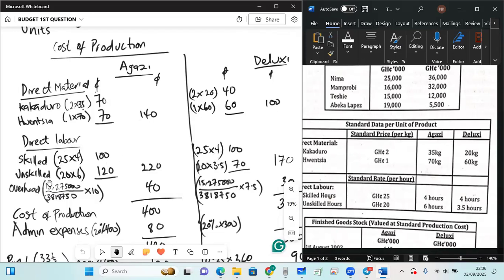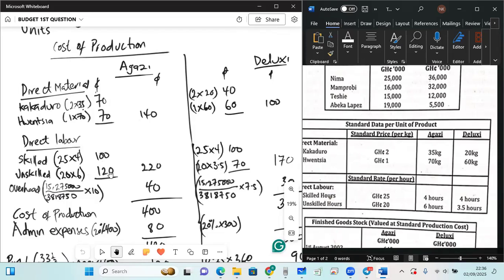So now when it comes to unskilled labor, it costs 20 cedis, and we use 6 hours to produce agazi when it comes to unskilled labor. That's what you're seeing. And then we use 3.5 hours to produce what? Skilled labor. That's what you're seeing.